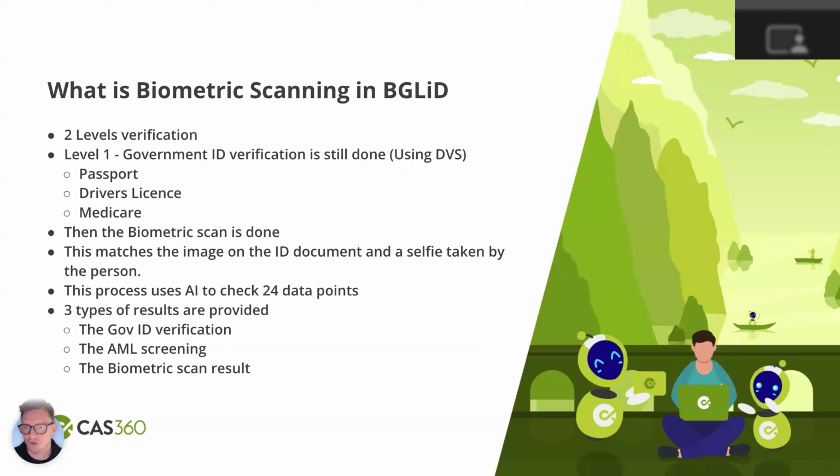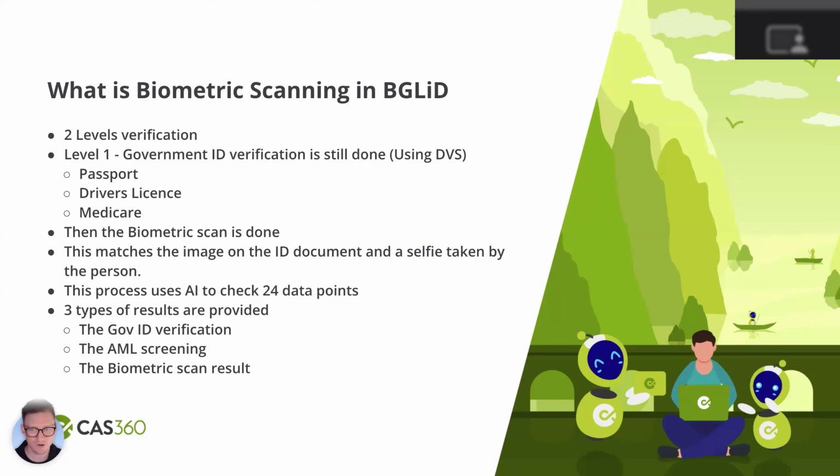I'll touch very quickly on what biometric scanning is. Biometric scanning is two levels of verification. Level one is the government ID verification that we verify with the source. Yes, a demo is coming. And then we do a biometric scan, which compares the photo in the ID and the selfie photo.